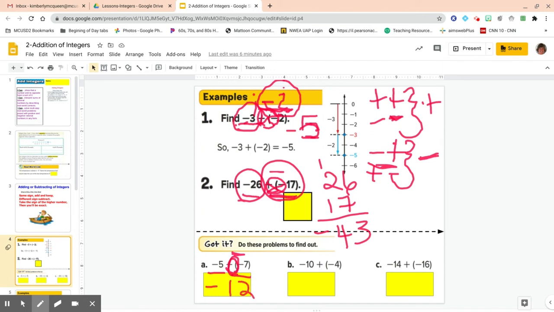But let's see what the song says. Same signs mean I add and keep. Yeah, I'm going to still add the 5 and 7 and get 12 and keep that sign.